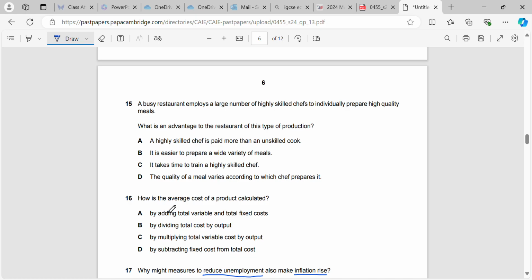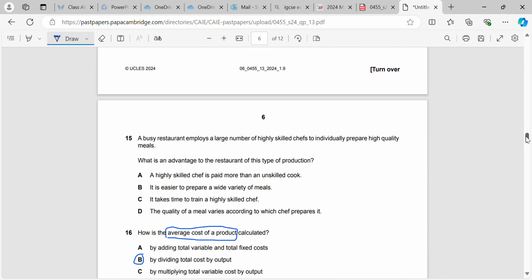Okay, how is the average cost of a product calculated? I won't spend too long on this. It's pretty simple. It's the total cost divided by the output. So if we divide our total cost by the output, we're going to get our average cost. If we want to find our average variable cost, it's our total variable cost divided by output. If we want to find our average fixed cost, it's our total fixed cost divided by output.